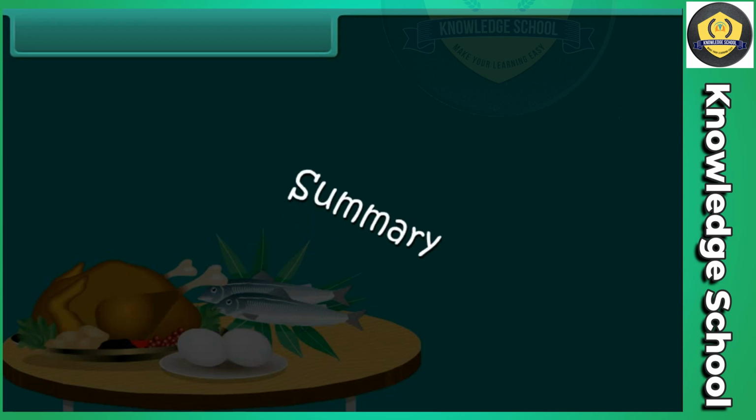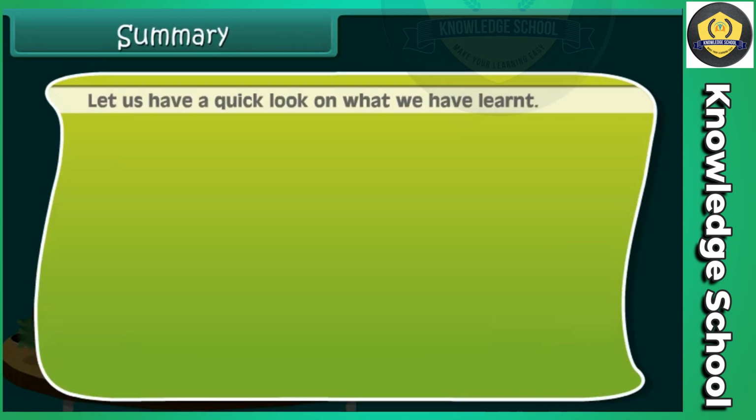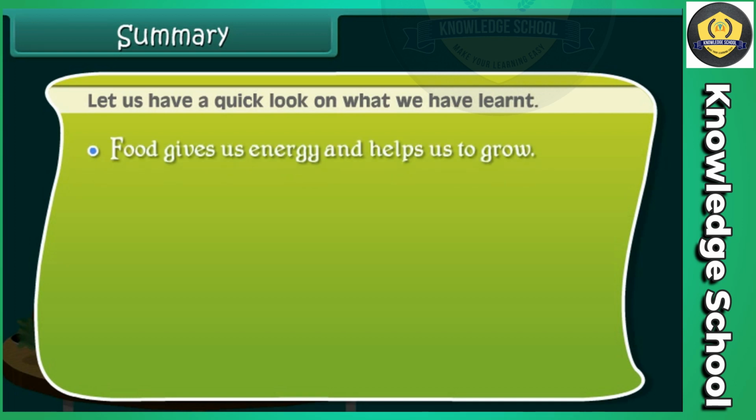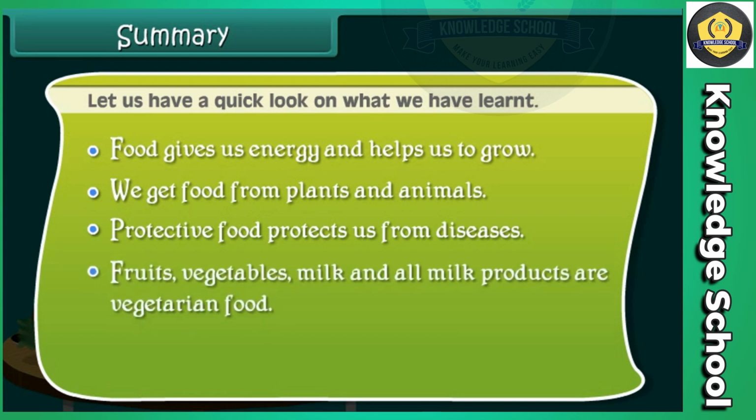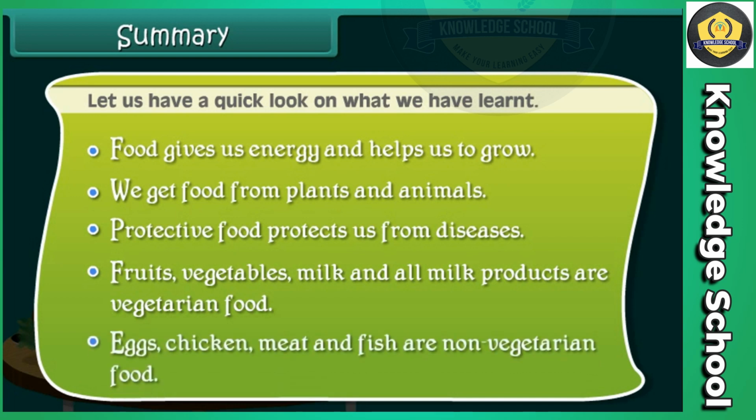Let us have a quick look at what we have learnt. Food gives us energy and helps us to grow. We get food from plants and animals. Protective food protects us from diseases. Fruits, vegetables, milk, and all milk products are vegetarian food. Eggs, chicken, meat, and fish are non-vegetarian food.